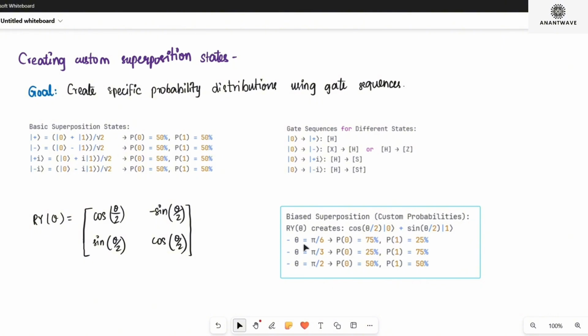When theta is pi by 6, the probabilities become 75% for 0 and 25% for 1. When theta is pi by 3, the probabilities become 25% for 0 and 75% for 1. When theta is pi by 2, the probabilities become equal, that is 50%.